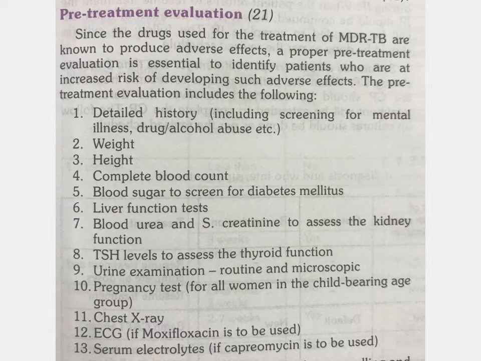Then urine examination, both routine and microscopic, and a pregnancy test to rule out pregnancy if the woman is in the childbearing age group. Then chest X-ray, ECG if moxifloxacin is to be used, and serum electrolytes if capreomycin is to be used.